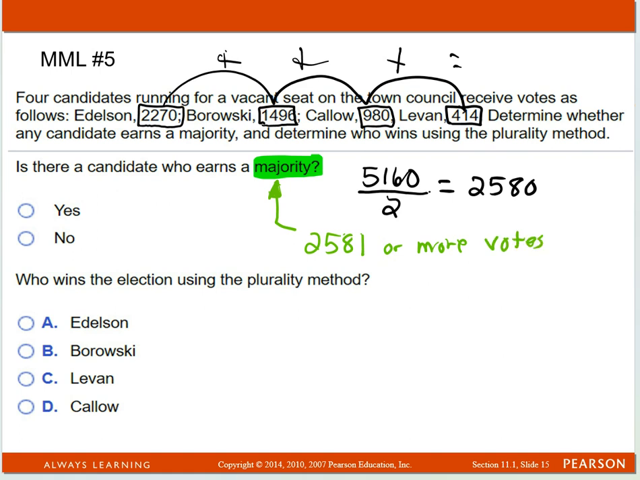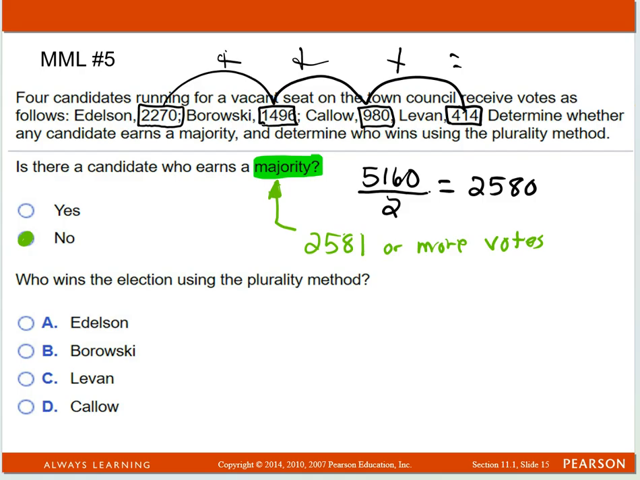And so when I look up here, who has more than that? Nobody. Nobody does. Nope. The closest is Edelson, but he's a little shy. So right now, nobody has a majority.